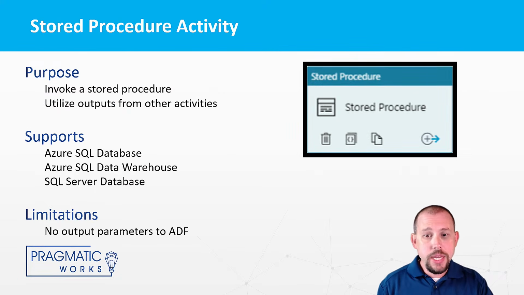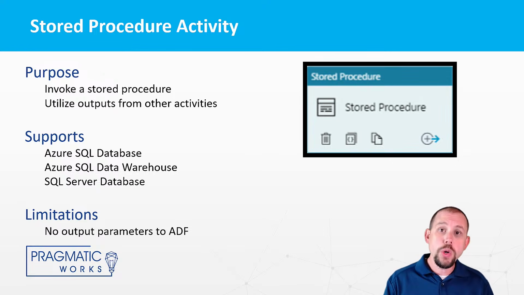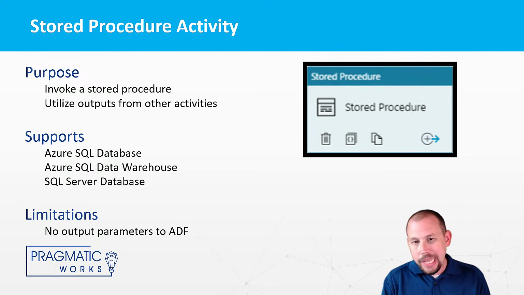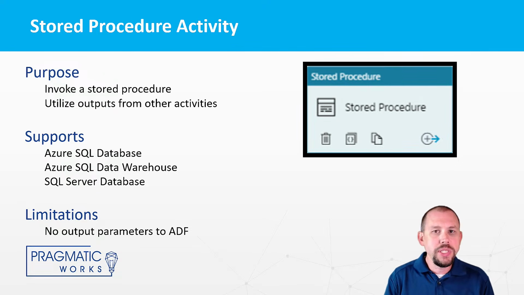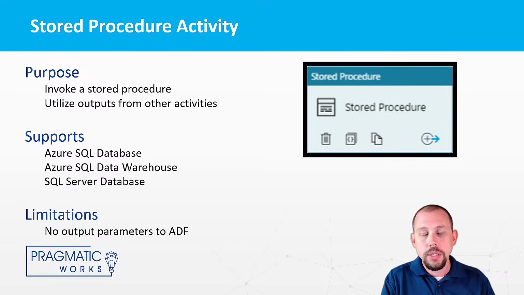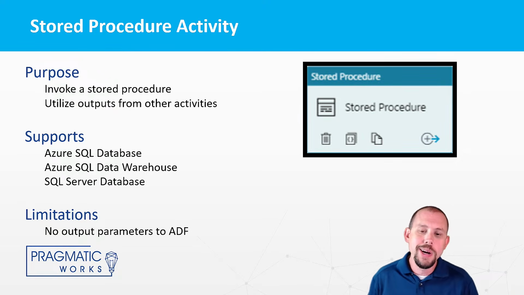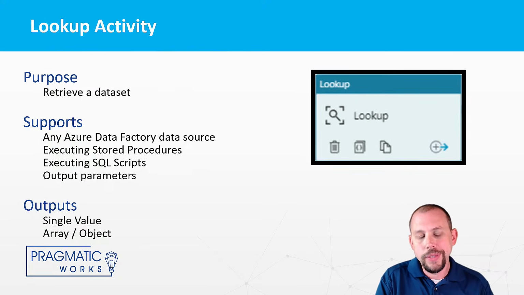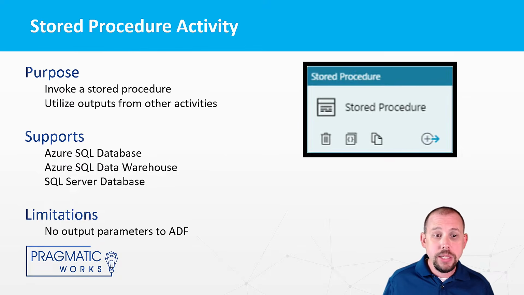Stored procedure activity, you use this to essentially invoke and run a stored procedure. The limitation with this is that stored procedure activities in pipelines in Synapse and Data Factory do not allow you to output parameters. Now, maybe that's changed, right? In the years that I've been working with it, it didn't. I don't even try anymore. So if somebody's figured out a workaround or whatever, then maybe it's changed. But in my experience, it doesn't allow you to do that. And then, of course, you're limited to those data sources, the SQL database, data warehouse, and the SQL Server database.